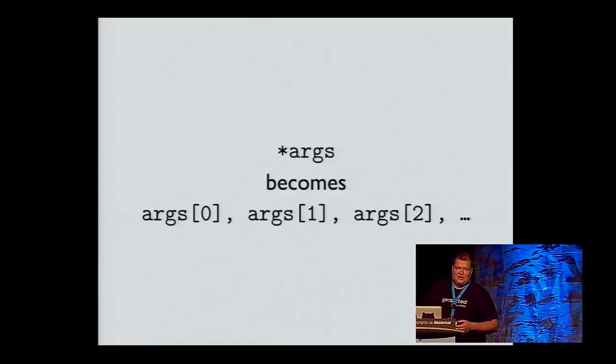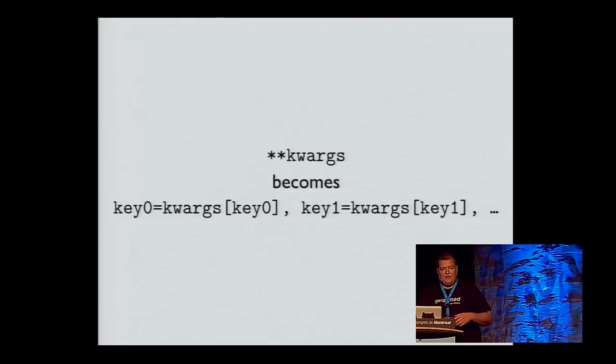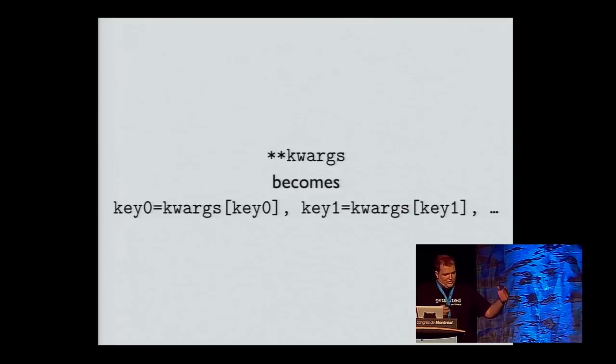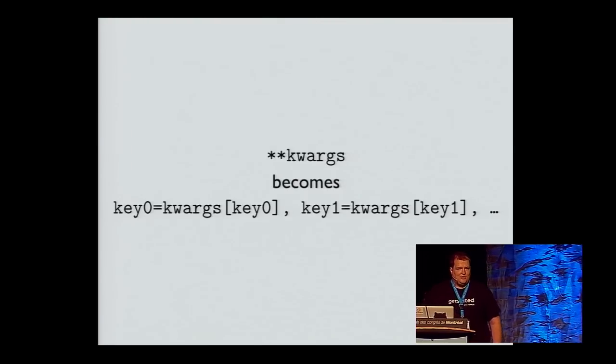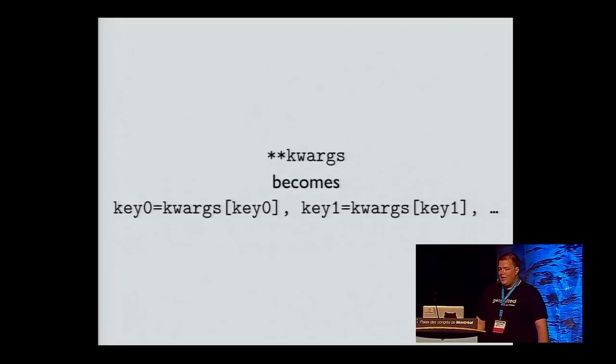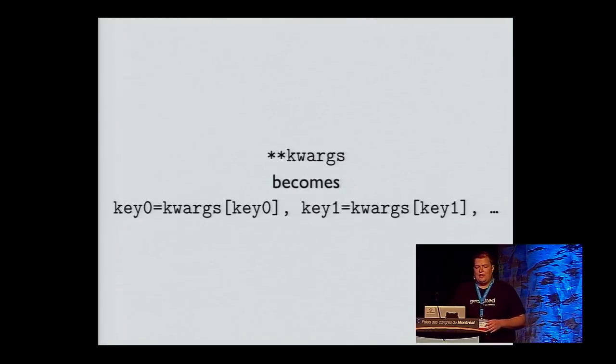So *args becomes arg0, arg1, arg2. It just unrolls them into the function call. And **kwargs becomes effectively key0 equals kwargs[key0], and so on. It just unrolls those key-value pairs as keyword args. And so that's another way that we can make our decorator versatile.